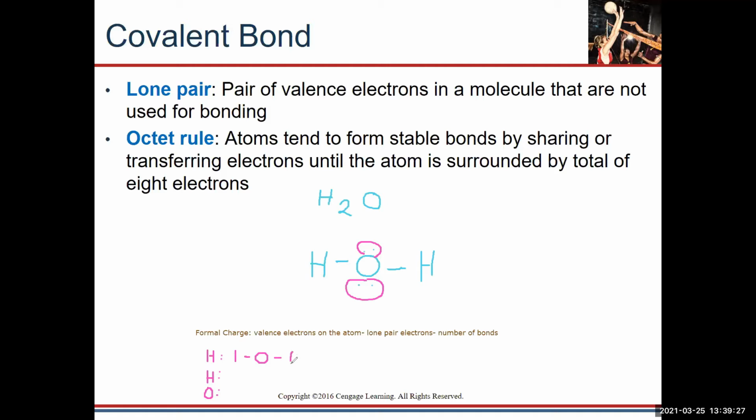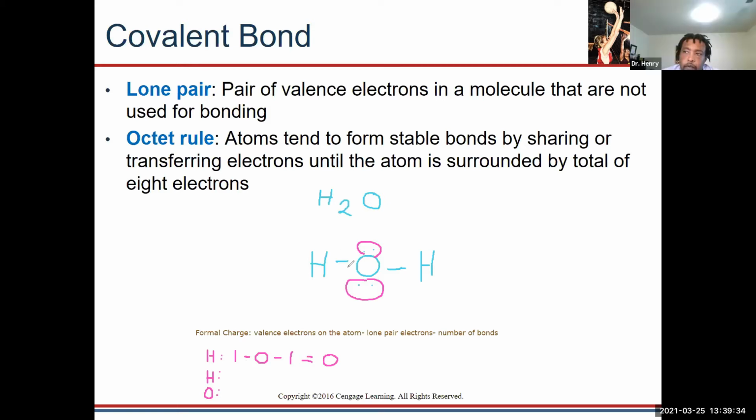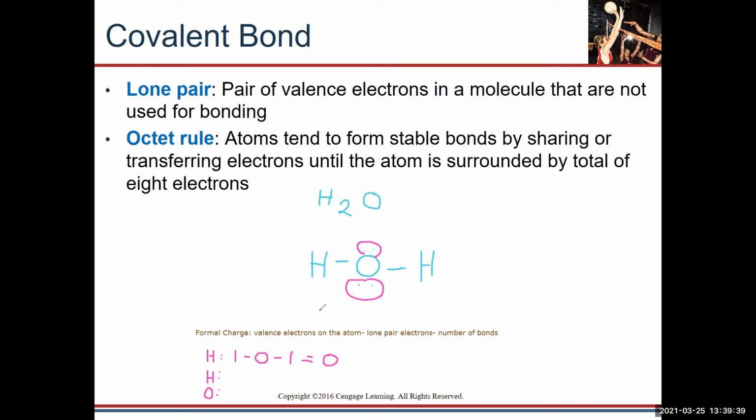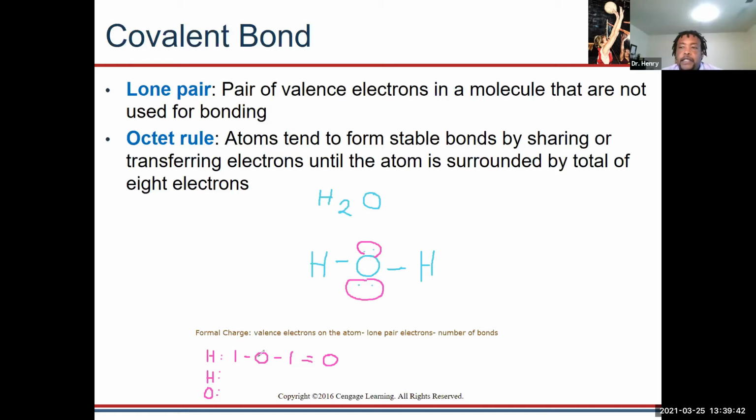1. The bond represents the line between the hydrogen and the oxygen. If we do the other hydrogen, it's going to be the same thing, because we have 1 valence electron, minus 0 lone pairs, minus the number of bonds. There's 1 bond.